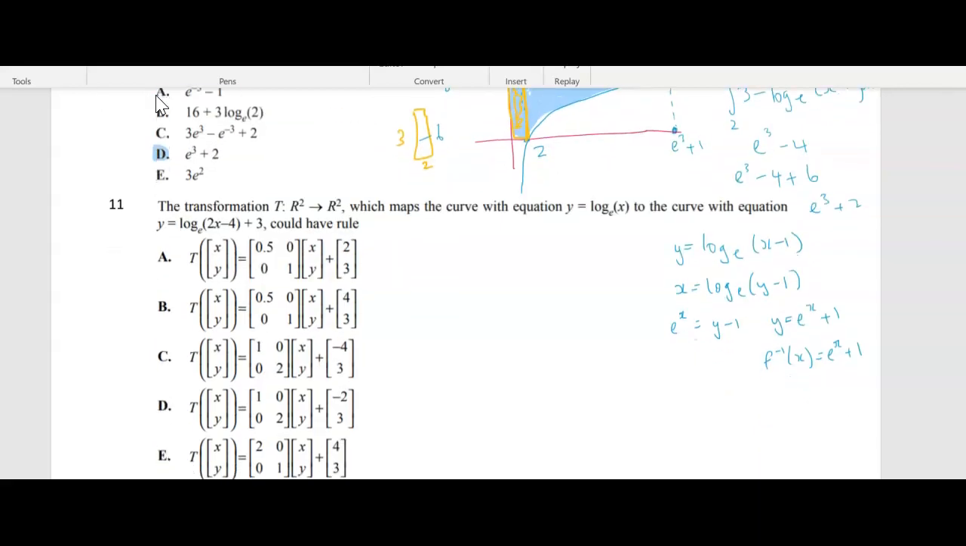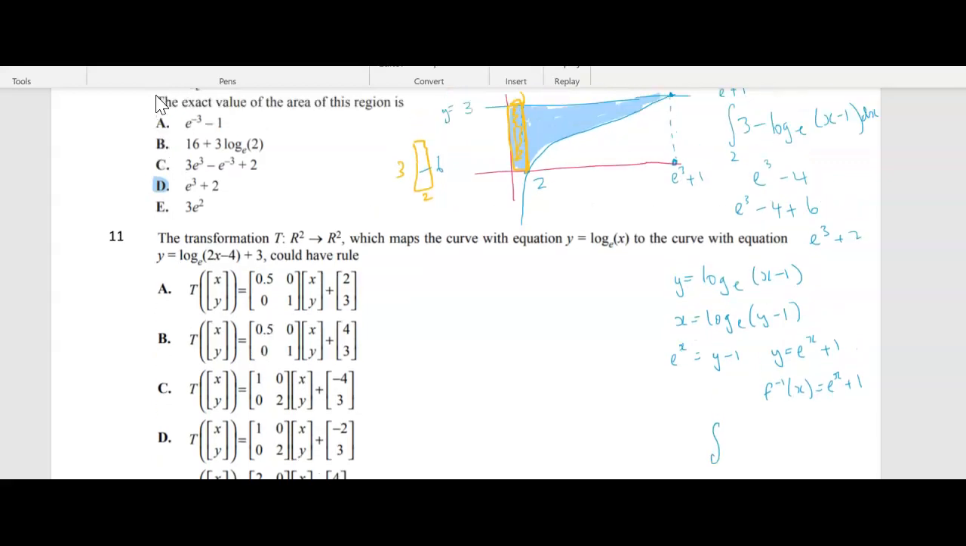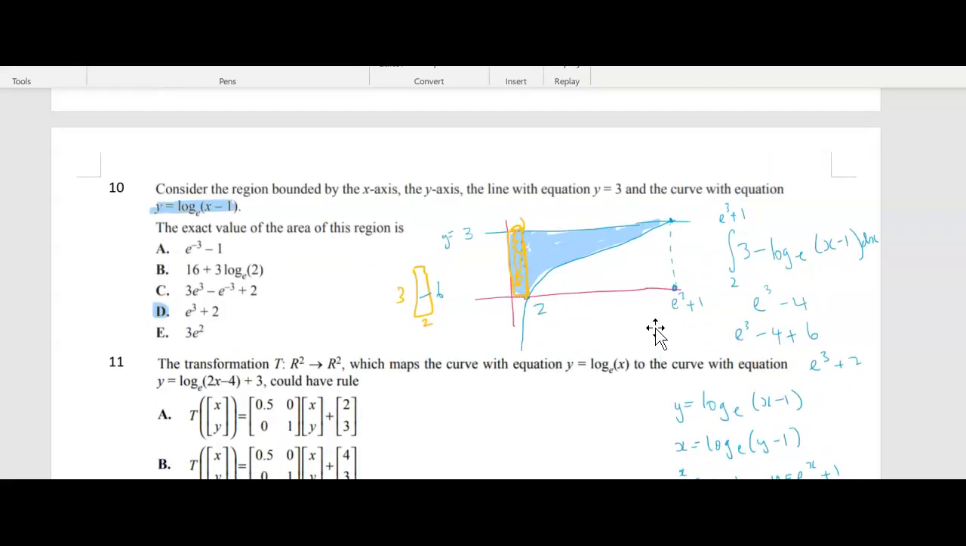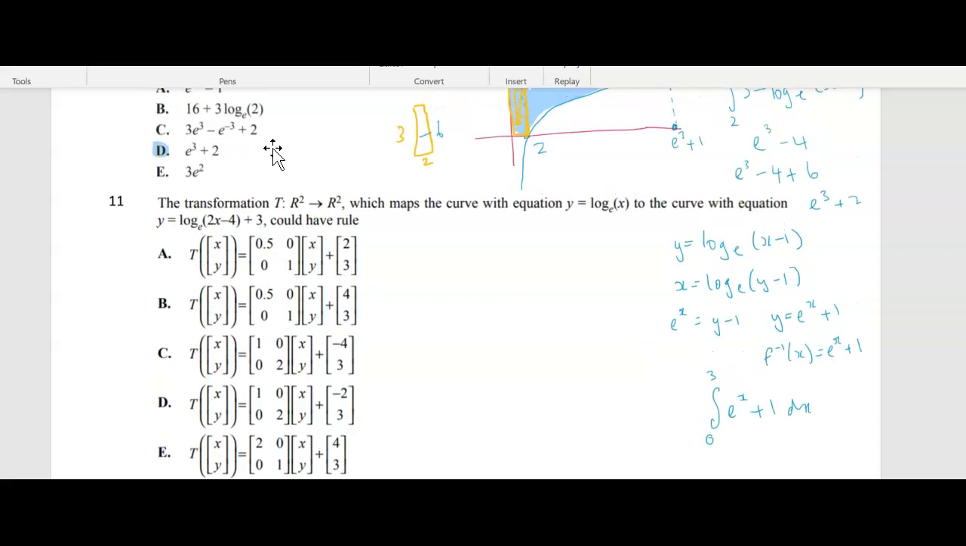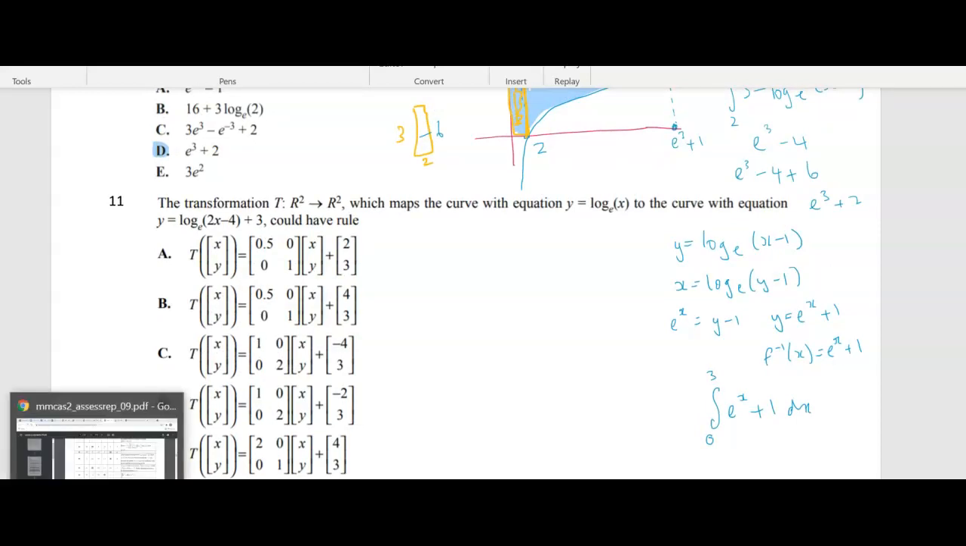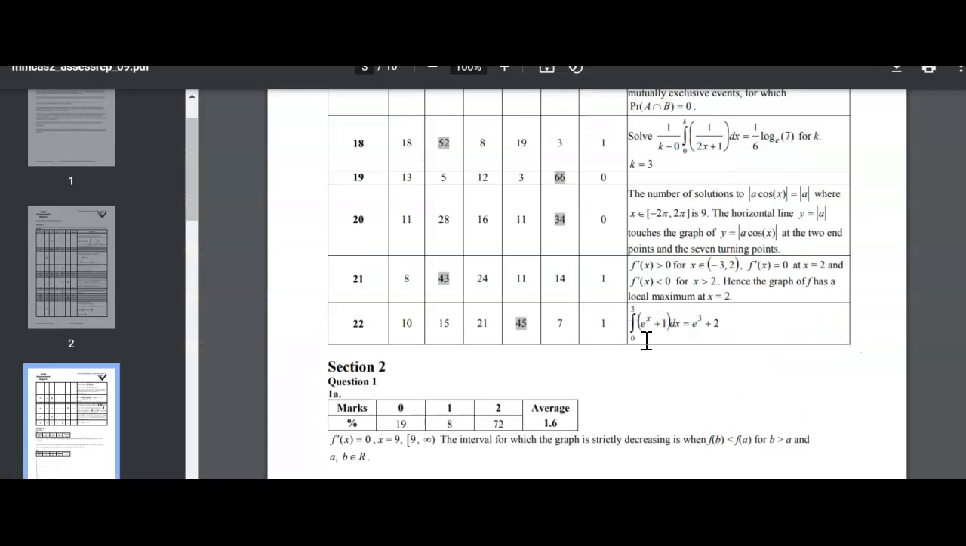So with your definite integral, remember this, what I've drawn here flips. So your y values going from 0 to 3 now become your x. So x will be from 0 to 3, e to the power of x plus 1 dx. So you could also do it that way, and I think you would get e to the power of 3 plus 2. So that's how they've done it on the assessor's report. I'll just quickly show you. So question 22, 45% of students got that one correct, and you can see they've found the inverse there.